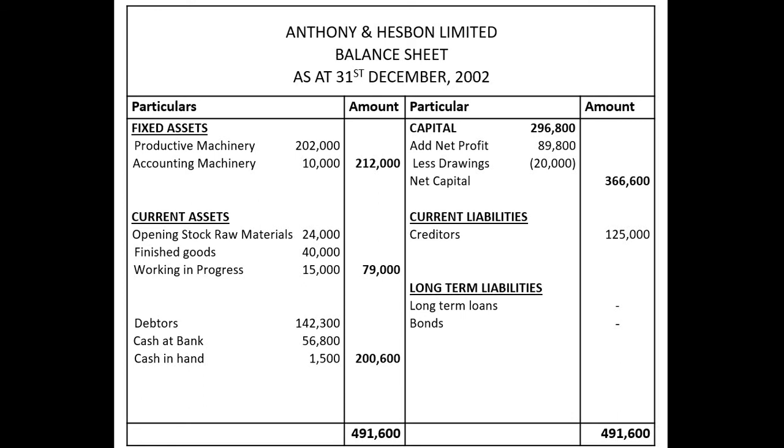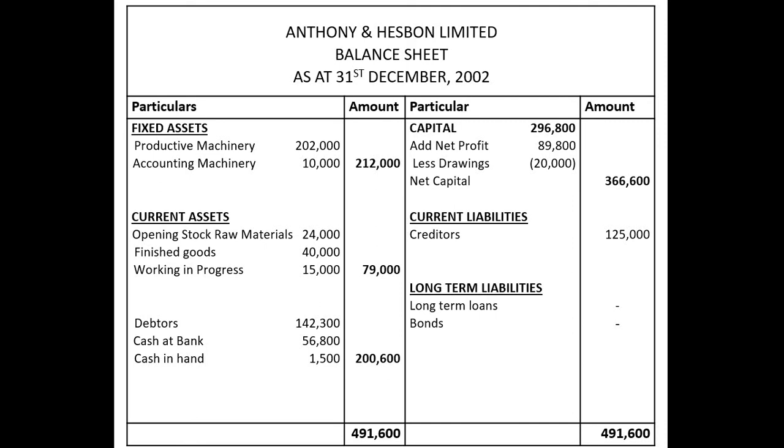Fixed assets are those items that can last more than 1 year. In this case, our fixed assets were productive machinery, which amounted to 202,000. Accounting machinery, which amounted to 10,000. Our total fixed assets is 212,000.